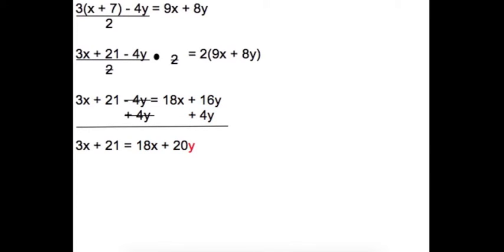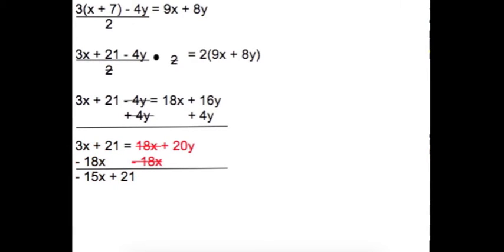We need to continue to work to get it alone on one side of the equation now. First, we will have to get rid of 18x. To get rid of 18x, we can subtract by 18x. What we do to one side of an equation, we have to do to the other side. Let's simplify the left side of the equation. 3x minus 18x will be a negative 15x, so we are left with negative 15x plus 21.